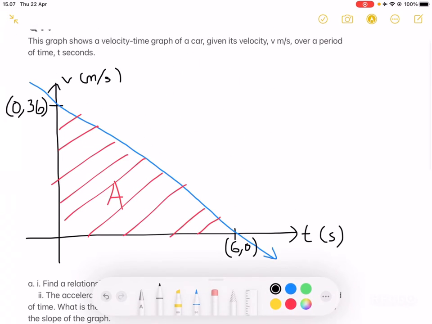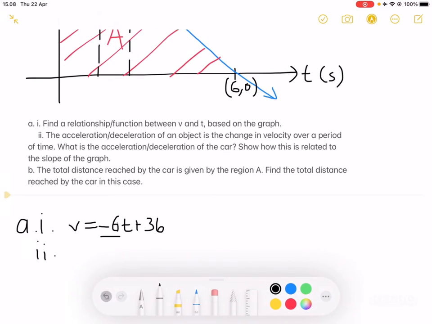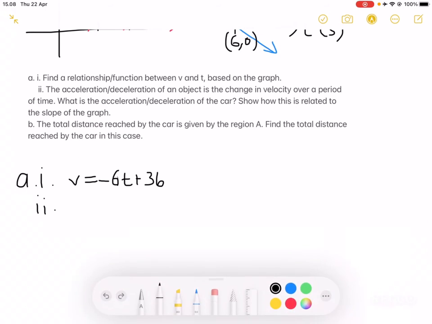So assume you observe the velocities at this point and this point. It has changed by a certain amount of velocity over a certain amount of seconds. This acceleration is actually equal to the slope of this graph, which is -6. So what is the acceleration or deceleration of the car? First of all, it is decelerating. So I can just write deceleration of 6.